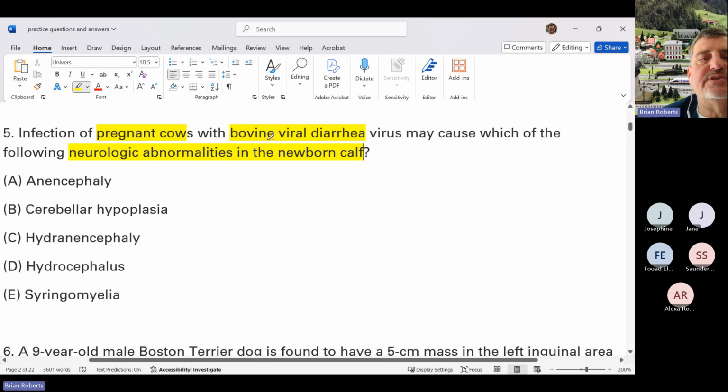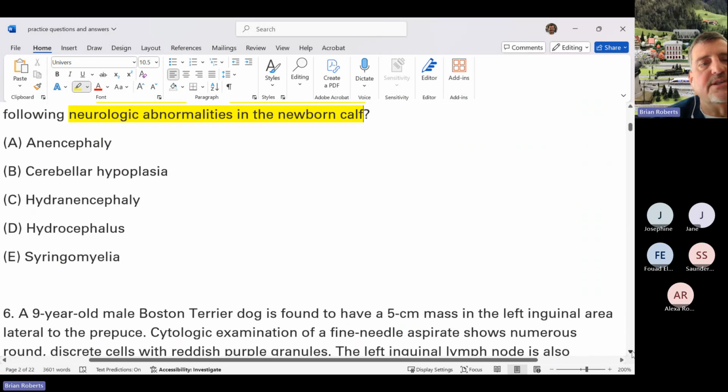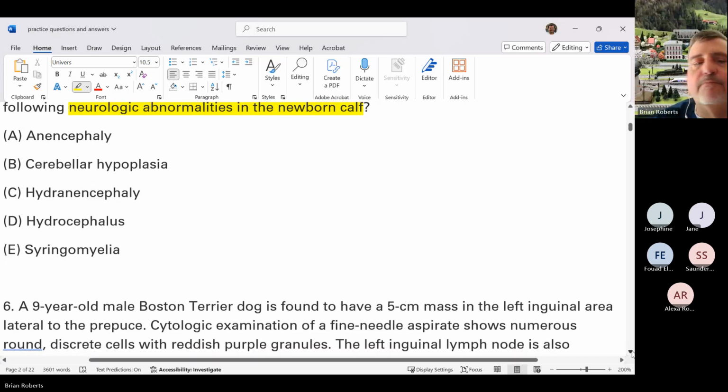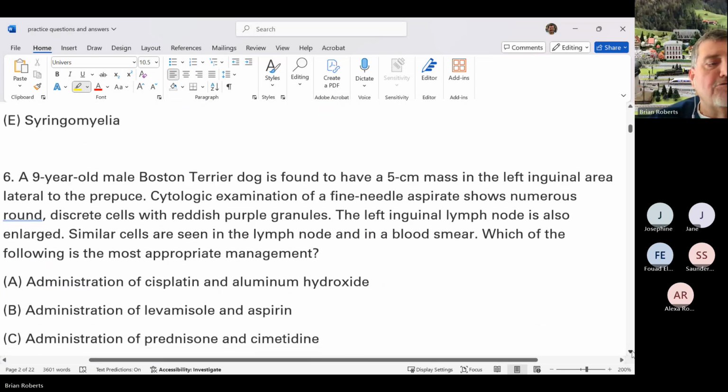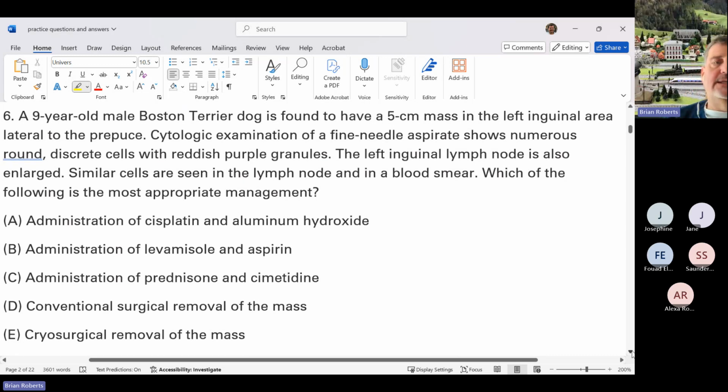So are these newborn calves exposed to BVD? Are they born without brains, or what do you think is going on with them? It would be cerebellar hypoplasia. Yes, cerebellar hypoplasia. This is similar to panleukopenia in kittens. Perfect. And this is one of those true false questions, right? You kind of like a recall question where you have to hopefully recall that information in your memory banks. All right.